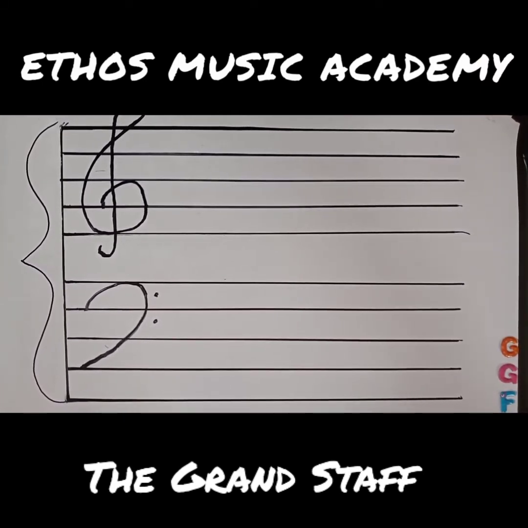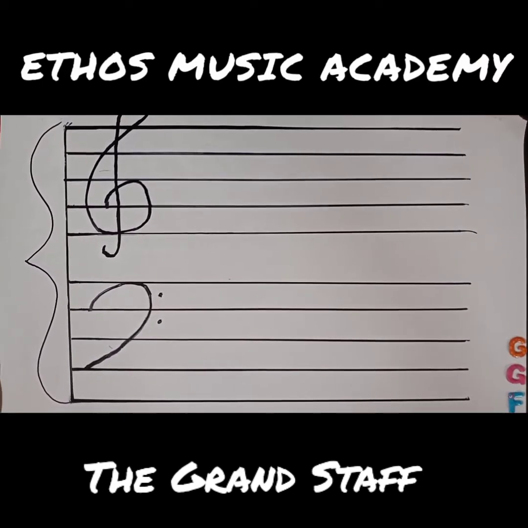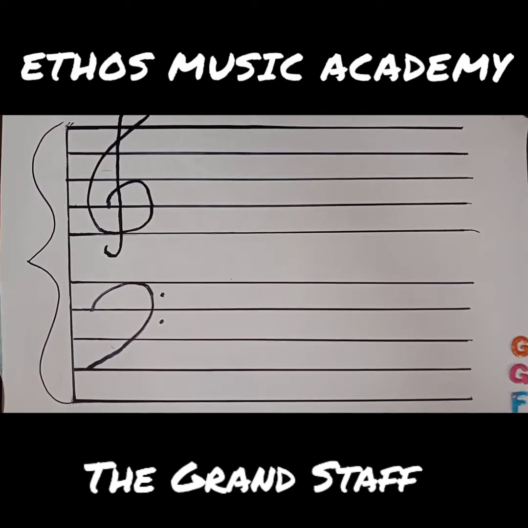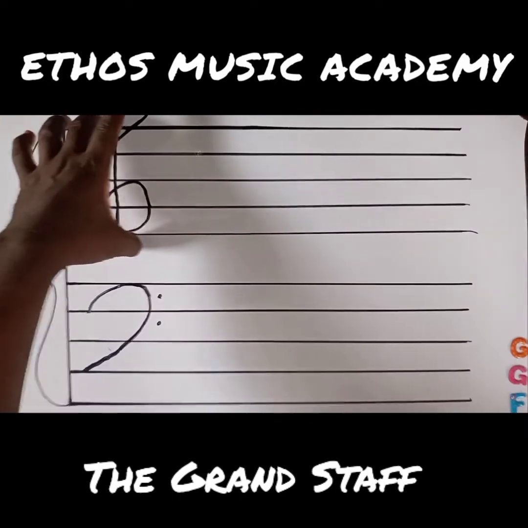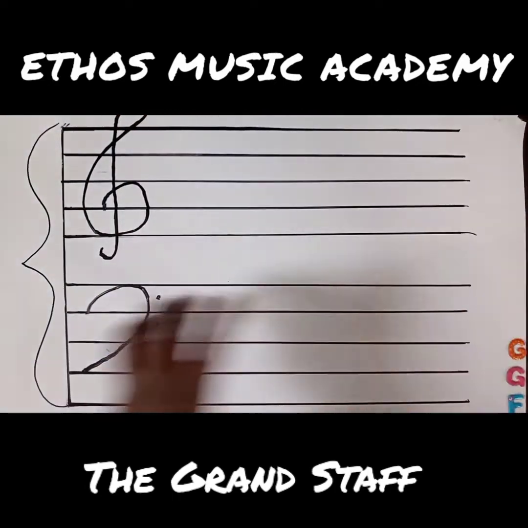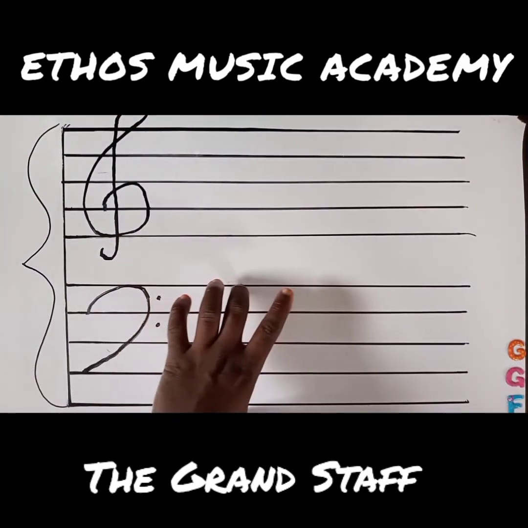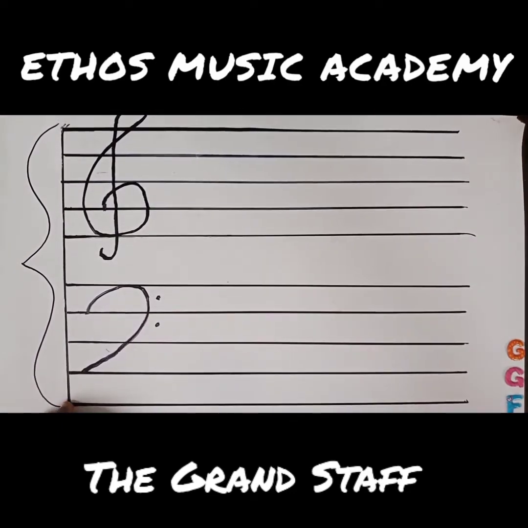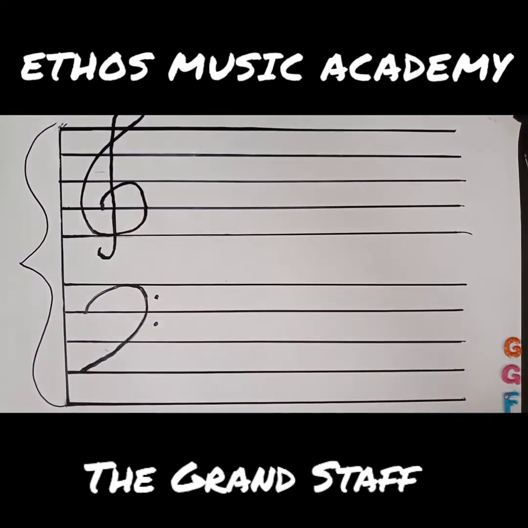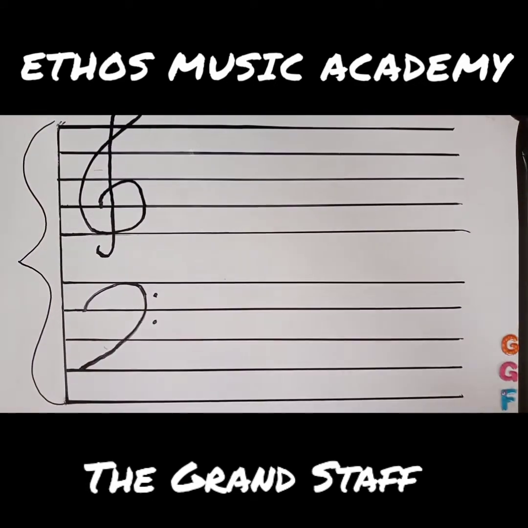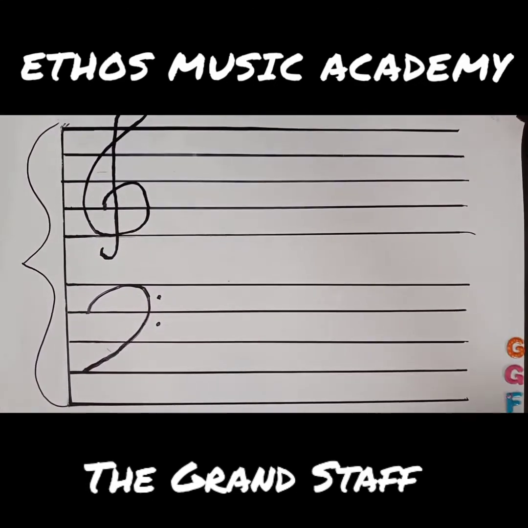In this video, I am going to be teaching you about the grand staff, also known as the grand staff. The grand staff comprises two staffs, that is the treble staff and the bass staff, which are joined together by a vertical line and a brace. Each of these staffs has 5 lines and 4 spaces.